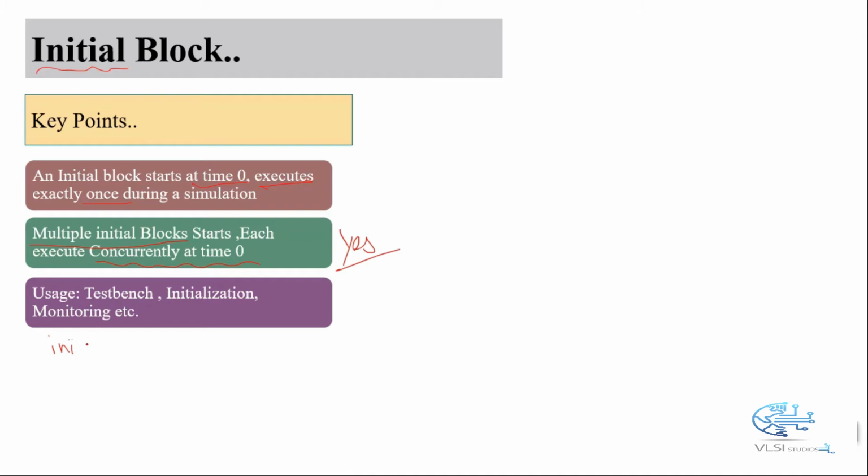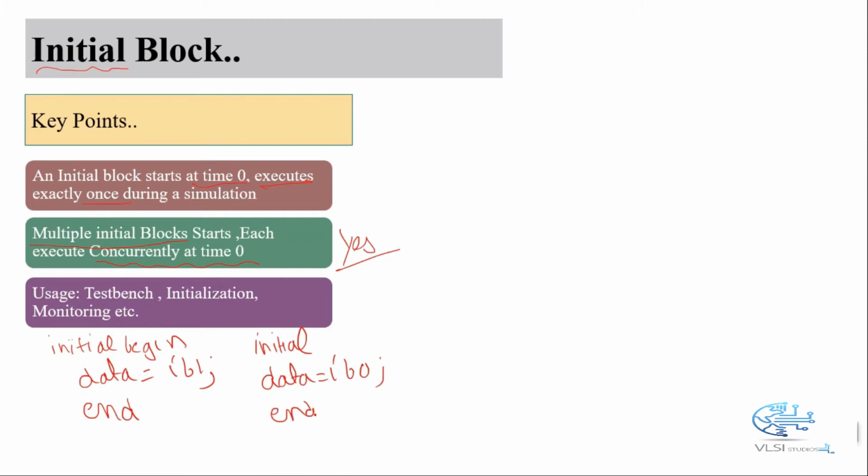To understand that, let's take an example. Suppose a variable, let's say data, and we give it a 1-bit value 1 here in the initial block, and the same data we apply as stimulus in another initial block, defining it with the value 0. So both initial blocks will start at time 0. It will cause a problem here.